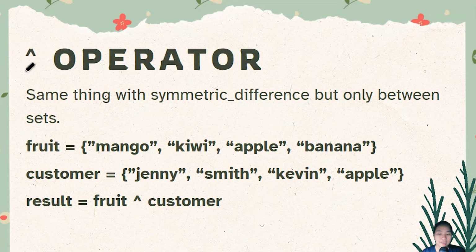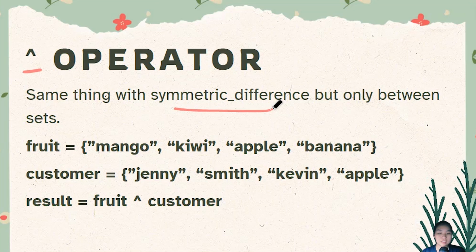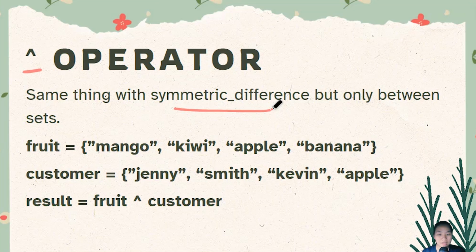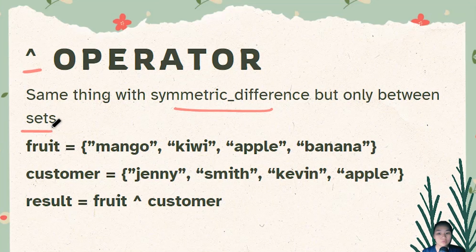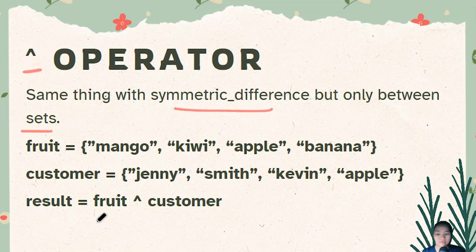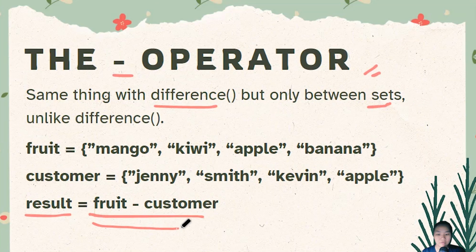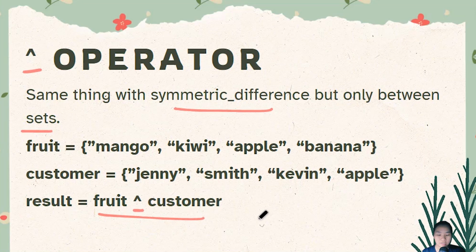Next up, let's take a look at this little operator over here. It does the same thing as the symmetric difference method, but only between sets, okay? You can see the repetitive pattern here. These operators do the same thing, but they're very picky. They only work between sets, not sets and lists, or sets and tuples. If you do use these operators for different data types, it will give an error, okay? As you can see, it's very similar to the operator over here, fruit minus customer. You just go fruit, and then this operator, and then customer, okay?